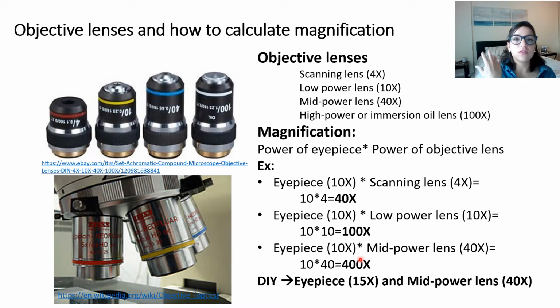So you can learn what we're doing, please calculate the magnification if you are observing a microorganism using an eyepiece of 15x and the mid power lens, which is 40x.